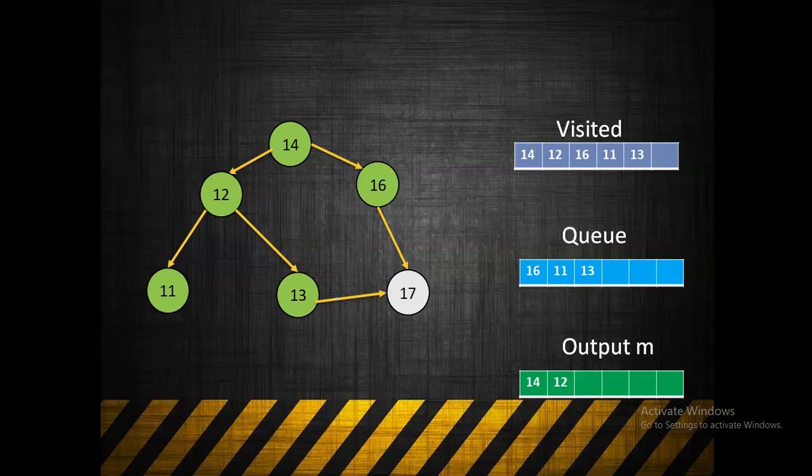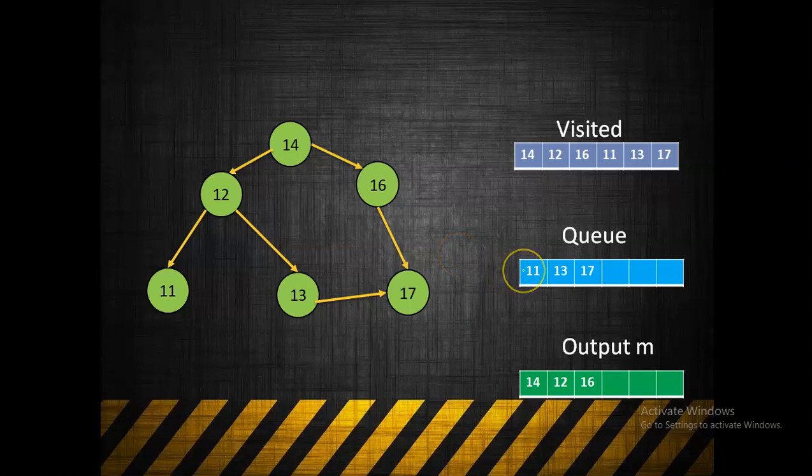Now the Q is not empty, so again the loop continues. 16 will be moved into output. Now 16 has entered output. The neighbor of 16, that is 17, will be entered in the visited array as well as Q.